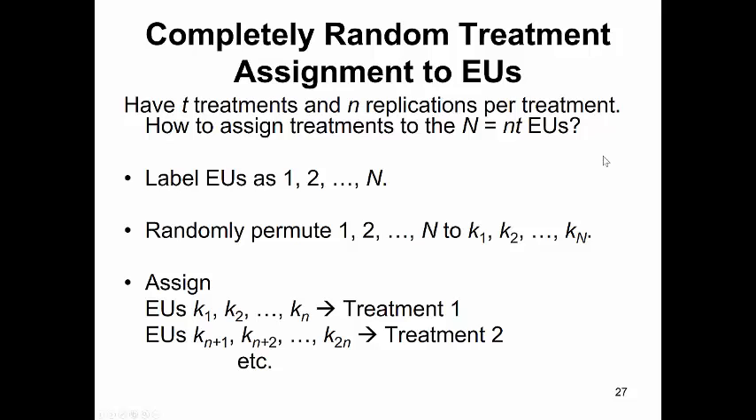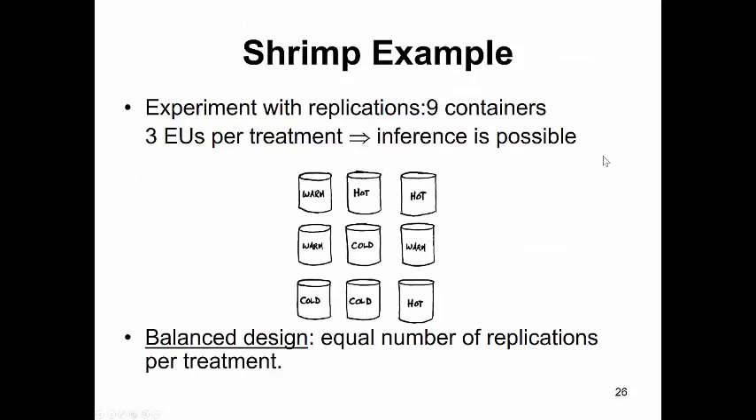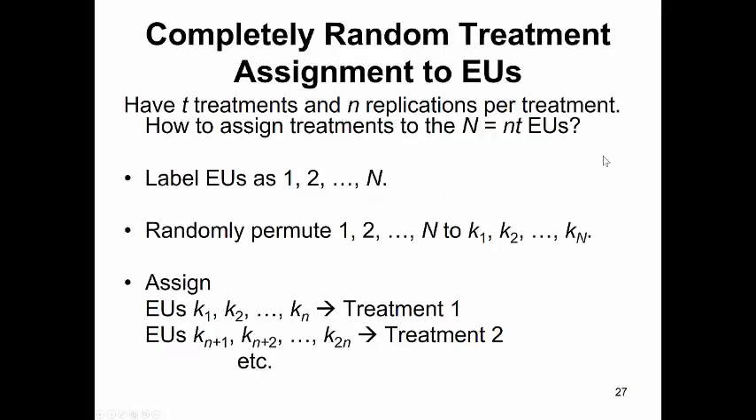So T is going to be our number of treatments, and n is going to be our number of replicates. Our total number of observations is going to be capital N, which is just our number of replicates times our number of treatments. So that's how many EUs we have. Right now, we're not going to worry about subsampling. So we're going to label our EUs from 1 to N. If you think about the last one, these are our experimental units, or the containers, so we would label those from 1 to 9. And then we're going to randomly permute those numbers 1 to 9.